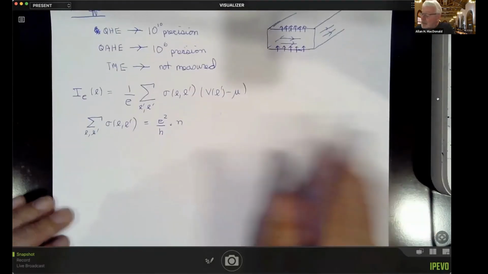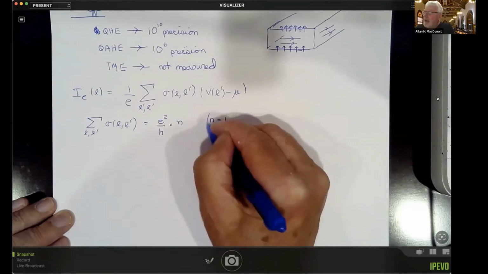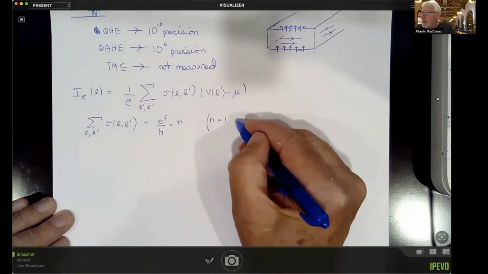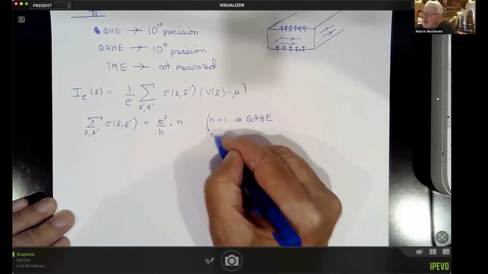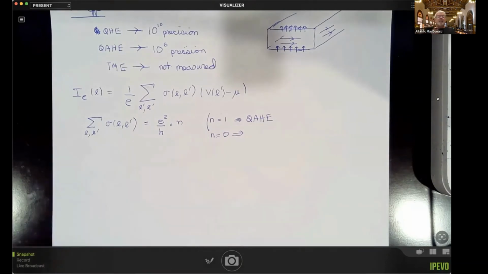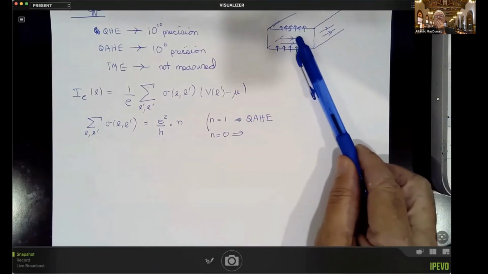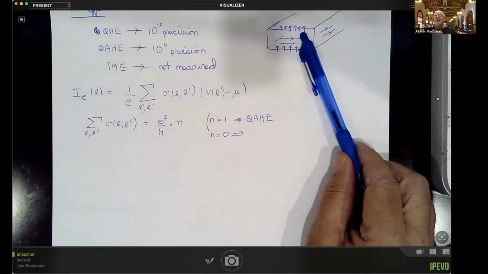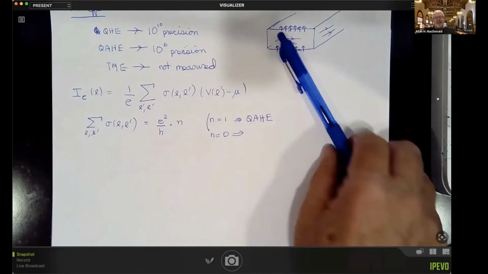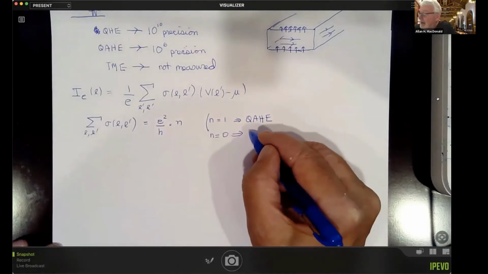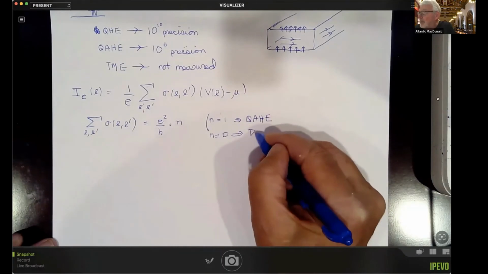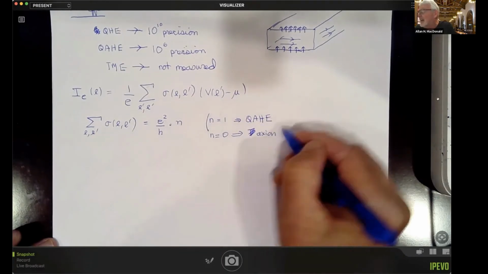Okay, so n equals 1 is quantum anomalous Hall effect. n equals 0. People have good evidence experimentally that you can create a magnetic configuration in which you have a regular quasi 2D insulator with no quantum anomalous Hall effect. And that's what people refer to as an axion insulator.